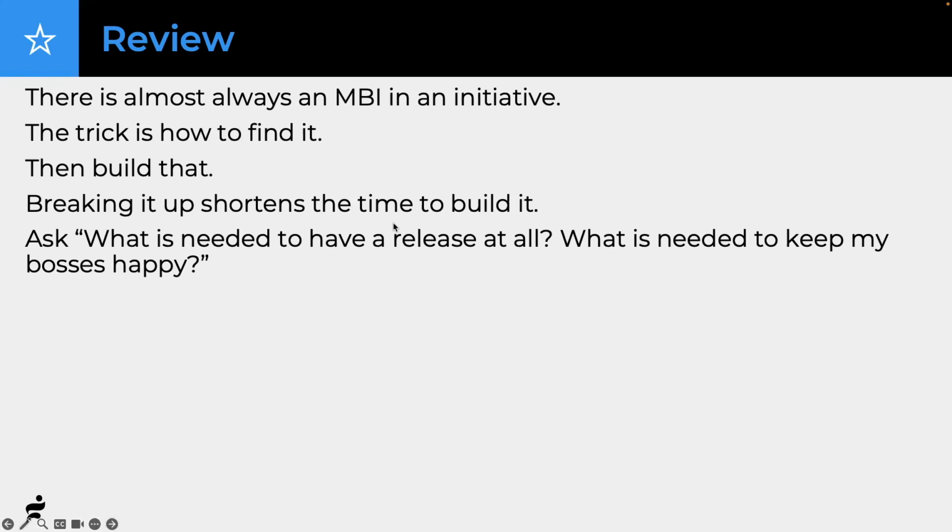Breaking it up shortens the time to build it. Ask what is needed to have a release at all. What is needed to keep my bosses happy? Those are 2 different questions. People tend to not notice it. It's like maybe the difference between happy boss, boss not happy, boss going to fire me. They weren't going to get fired, but you get the idea of it. And that's an important piece.